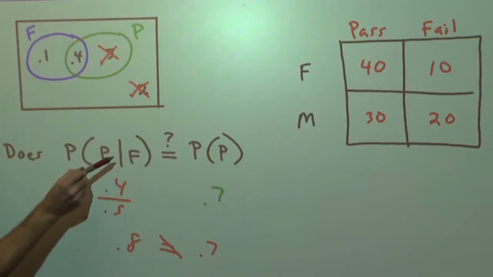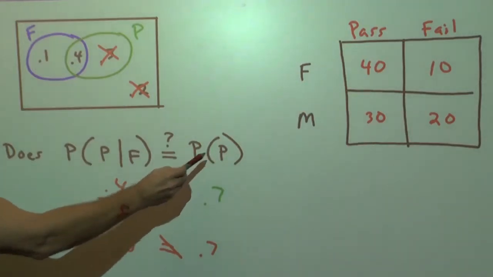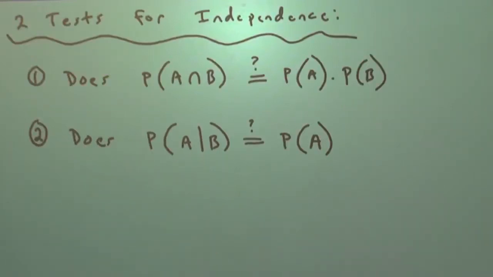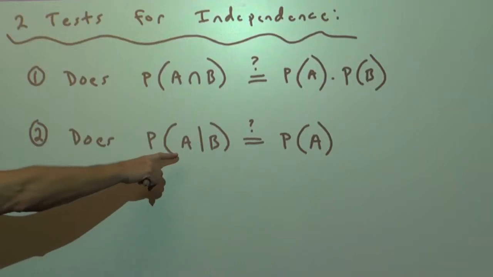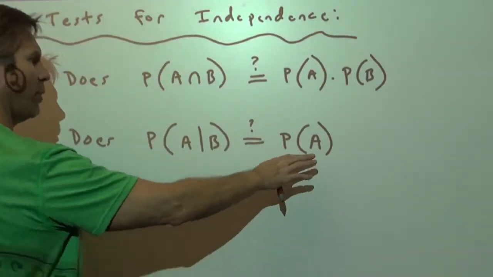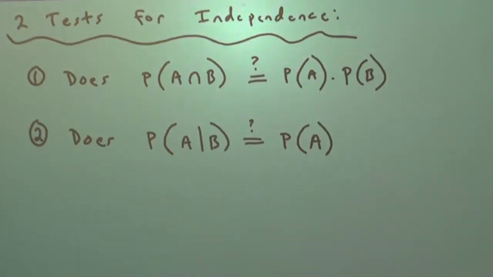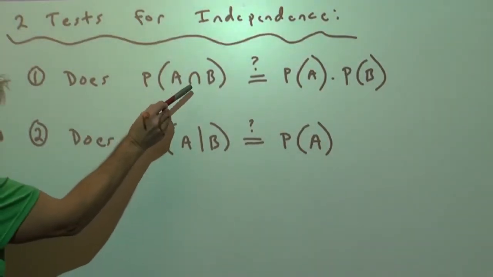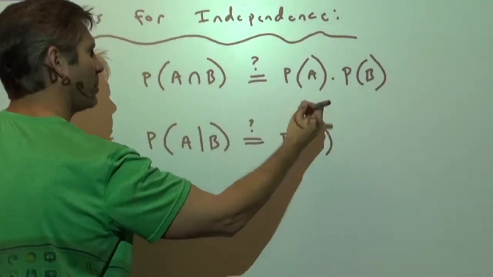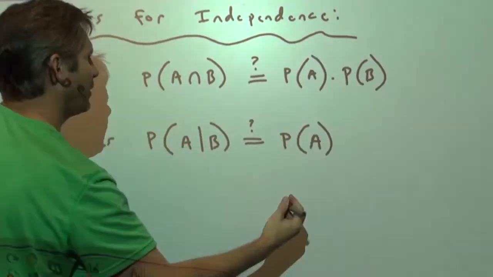So since the conditional probability is still not equal to the original probability, these two events are not independent. So those are the two tests for independence. This is the one we just looked at: the conditional probability has to still be equal to the original probability that event A occurs. Or double check that the probability of the intersection is what you get when you multiply the two events' individual probabilities together.